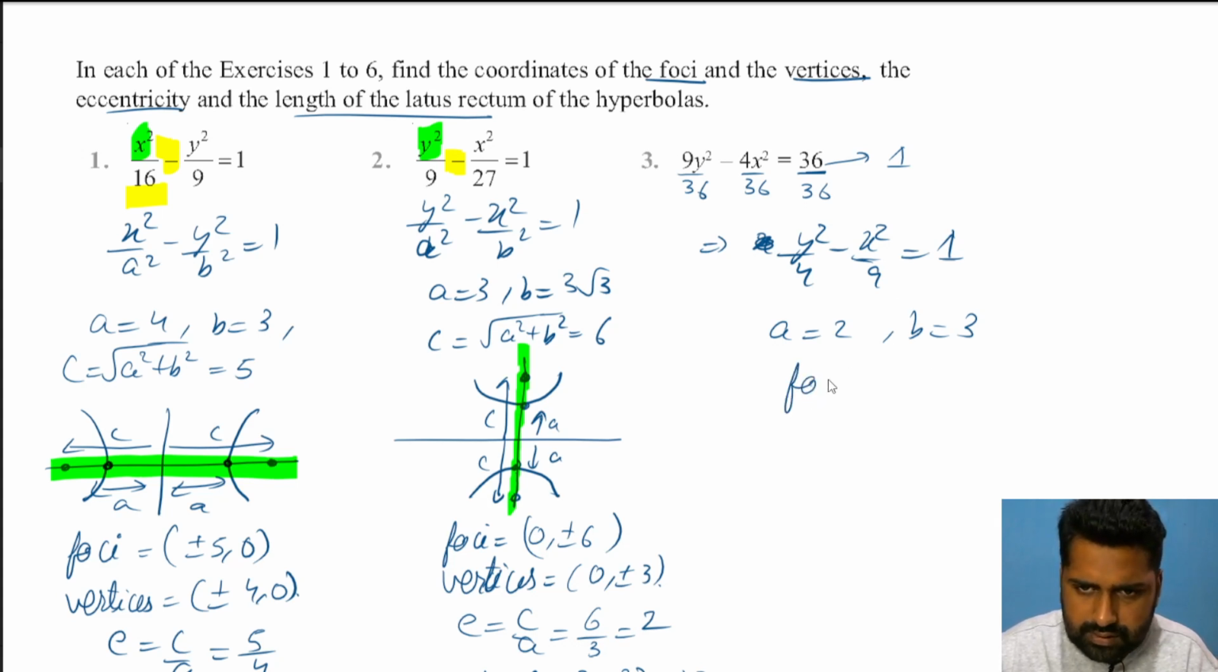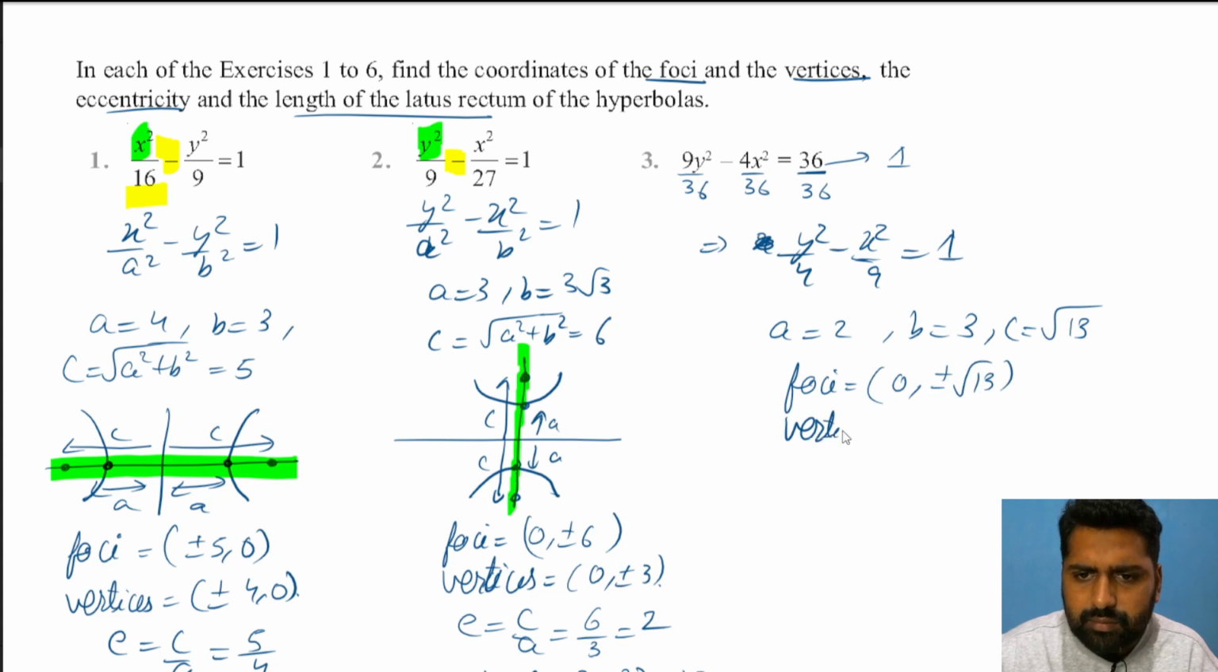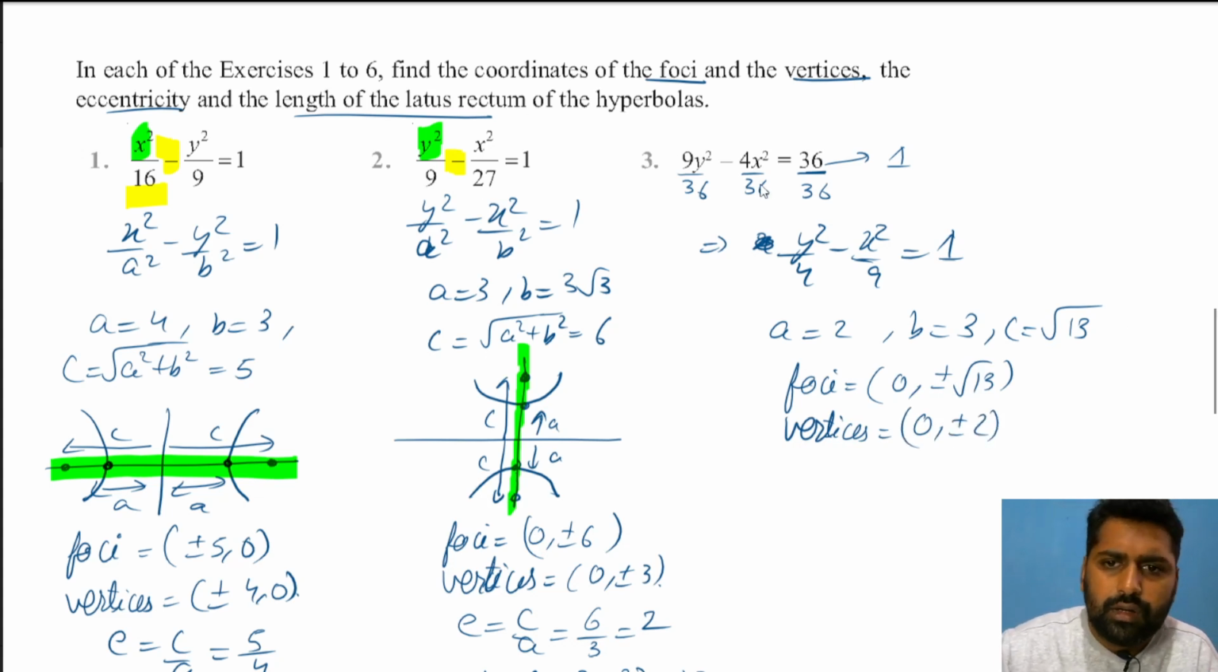Now foci is on the y-axis, so 0 comma C. We haven't calculated C, so C is the square root of A square, that's 4, plus 9, 13. So plus minus root 13. Vertices will be at a distance of A, so 0 comma plus minus 2. Remember that it's on the y-axis, that's why the hyperbola is on the y-axis.